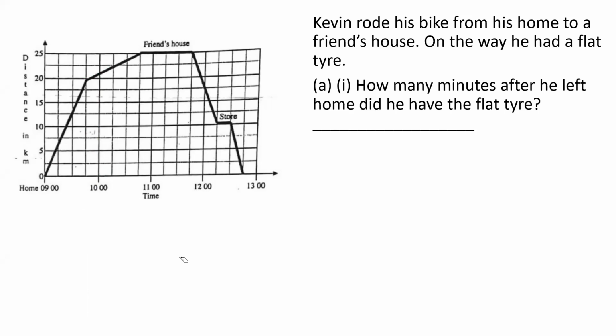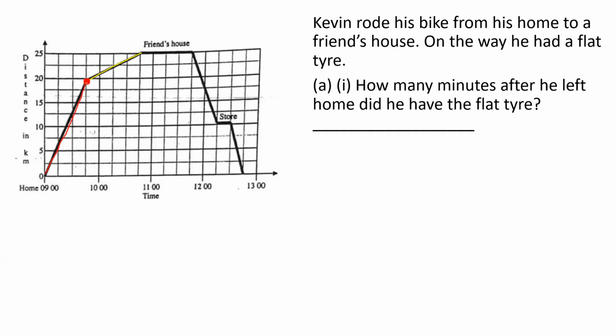9:45 sounds like the answer. Okay, so let's see. How do we know when he had the flat tire? Here he is moving, right? And then we notice that at this point right here, that's when it changed speeds. He started to move slower. He's still moving, but he's moving slower. So right at this point, where that red point is, is where he had a flat tire.